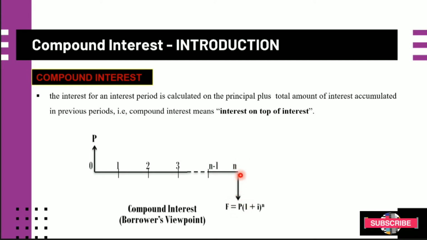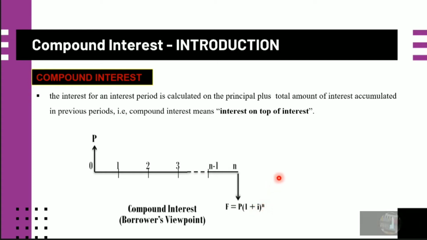And then during this nth year, this is now a cash flow going downward, because on the side of the borrower it is a cash outflow, since he pays it to the lender. That is why the arrow is going downward, in which our future amount here is equal to the principal P times 1 plus i raised to the n.